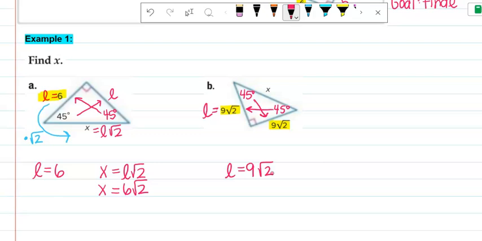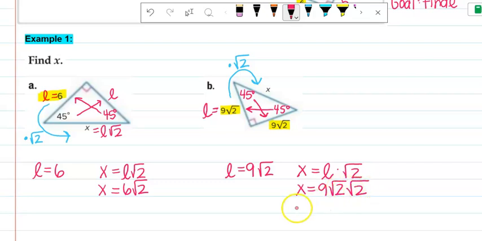Okay, and if we're at the smaller side and we're trying to get to the bigger side, we want to get bigger, we want to multiply by the square root of 2. This one's a little trickier because it already has the square root of 2, so it's very tempting to kind of get rid of it. But we know that x is L times the square root of 2. So if L is 9 square root 2, we really have 2 square root 2's there that we have to multiply together. And before you grab your calculator, we can do this one in our head.